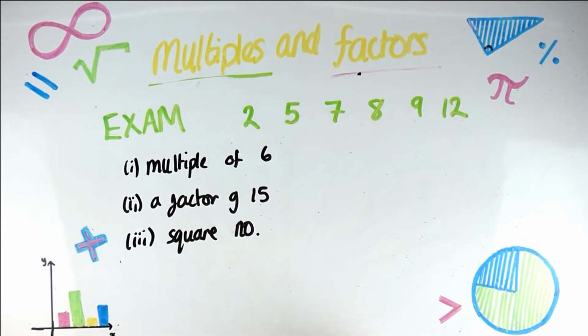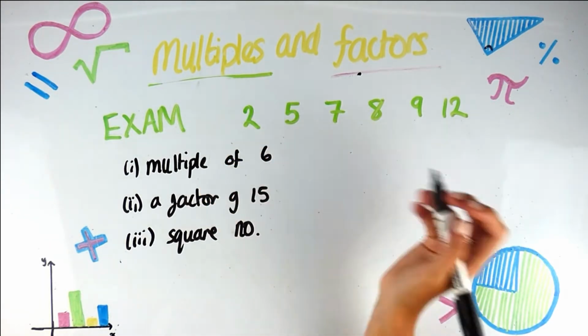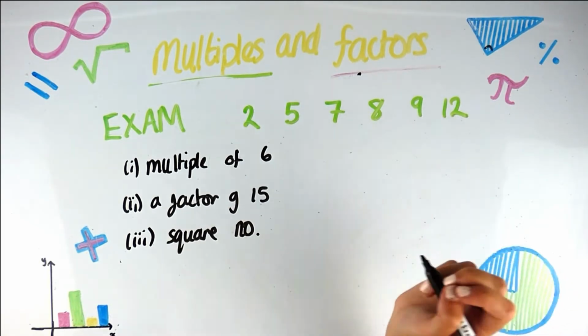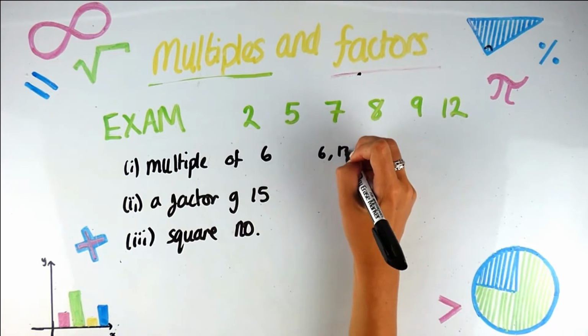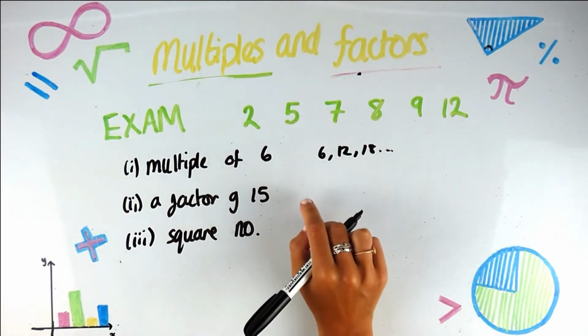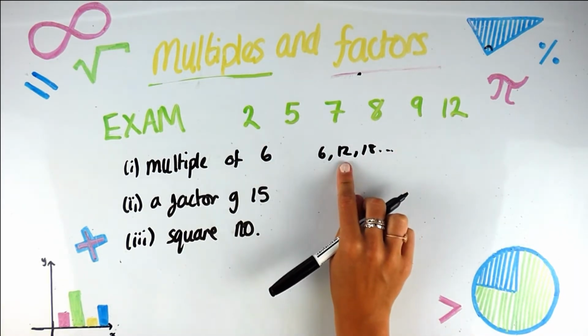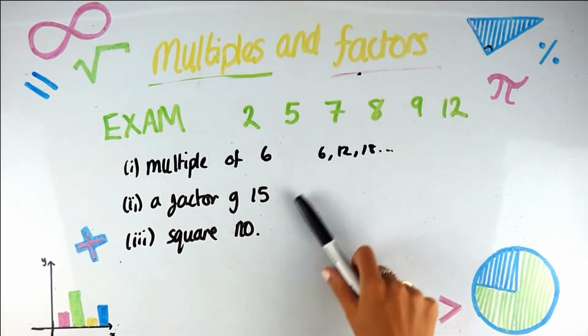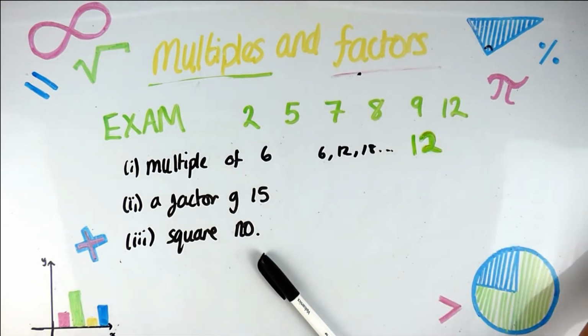So we hear in our heads, multiple of 6, we think multiplication, times tables. Let's do our 6 times tables: we have 6, 12, 18, etc. These numbers don't go higher than 12. We notice 6 isn't in there, but 12 is in there, so the answer to this would be 12. That's a multiple of 6, it's in the 6 times table.